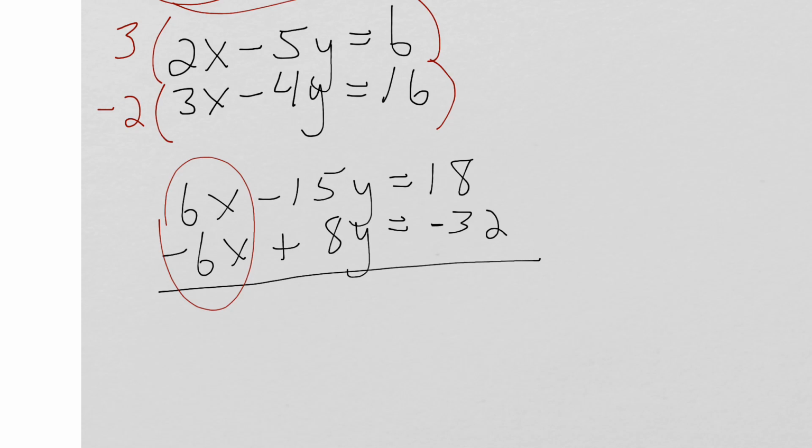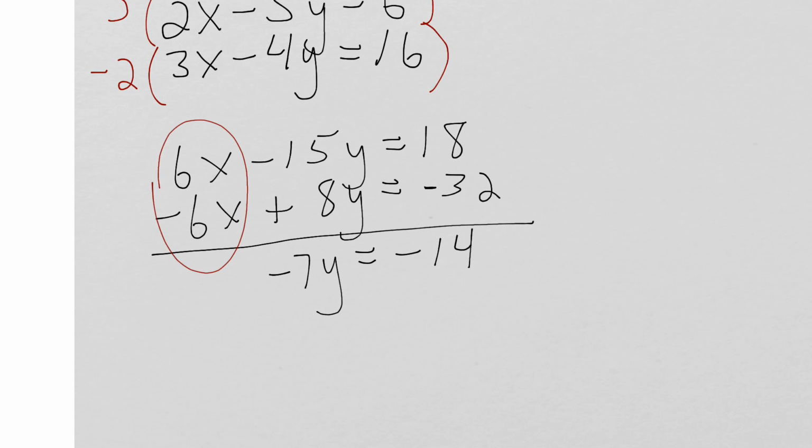All right, adding the y's, of course, negative 15 plus 8 gives me a negative 7y. And adding the constants, 18 minus 32, that's going to give me a negative 14. And all that's left to do now, in this case, is solve for y. And I would do that by dividing both sides by the negative 7. And that would end up giving me y equals a positive 2. So basically, I now have half of my answer.